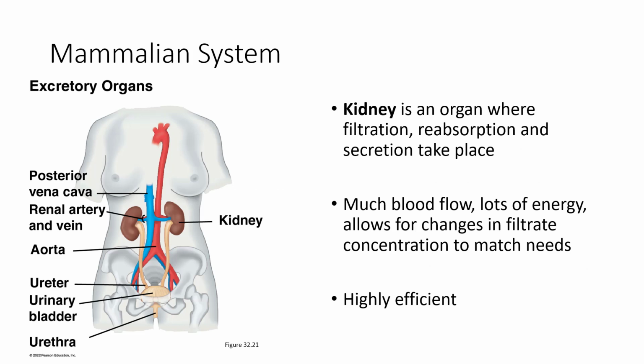The mammalian system, however, is what we're going to focus on today, and that is the kidney. It's the organ where filtration, reabsorption, and secretion takes place. Excretion will occur from the urinary bladder to the urethra. There's a lot of blood flow to the kidneys, a lot of energy required in the kidneys, and this allows for changes in filtrate concentration to match the needs. You're probably familiar with the fact that your urine does not always look the same because your body needs to either get rid of less water or more water. And kidneys are very efficient. They're energy expensive, but they're very efficient.